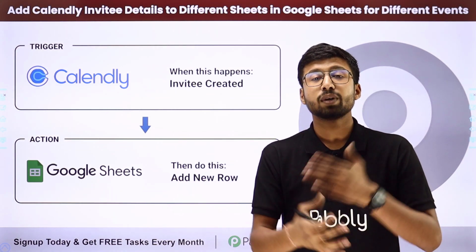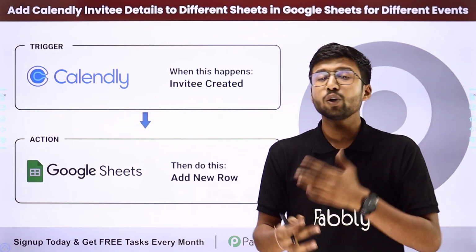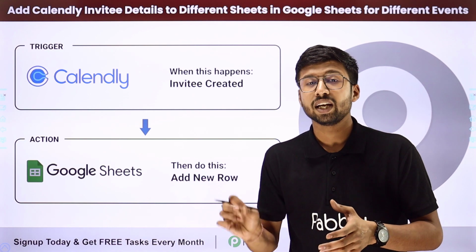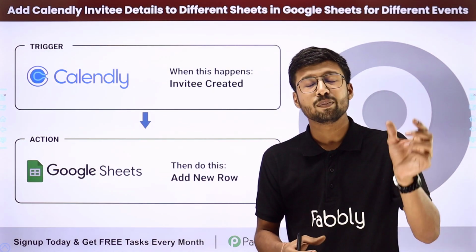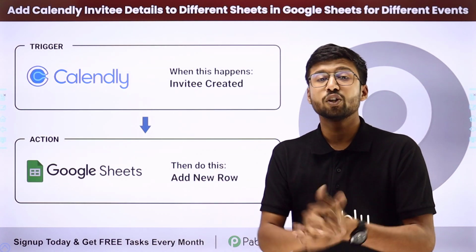Now you want, for example, a customer books an appointment with you for event A in Calendly. You want to enter the details of that invitee, that appointment, into the sheet named A in your Google Sheet. In a similar way, if the customer books an appointment for event B, you want to add the details of that customer, that appointment, in sheet B in your Google Sheet.